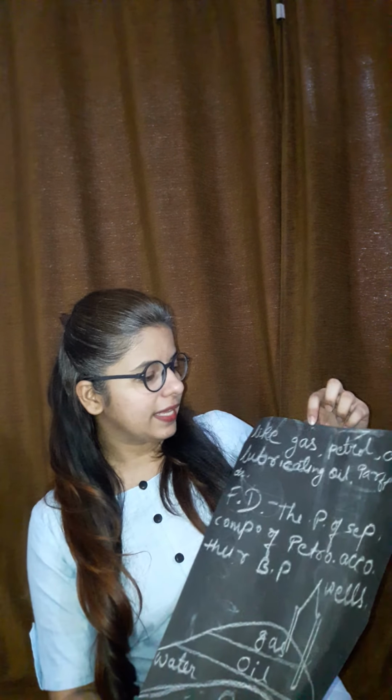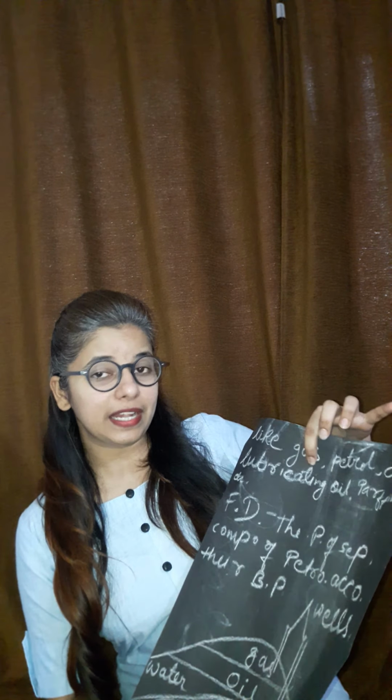It is a mixture of various components because it gives us many things: we get gases, petrol, diesel, some lubricating oil, and paraffin wax. These are the materials obtained from petroleum. So petroleum is a single natural product which is processed in the industry, and it gives us so many products like petrol, diesel, paraffin wax, petroleum jelly, and all these products.